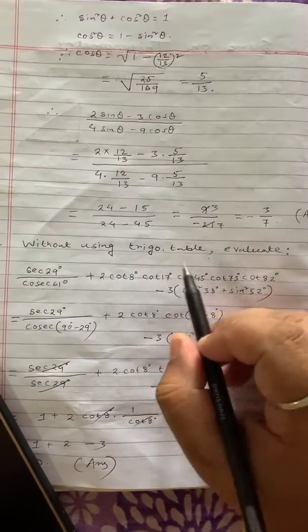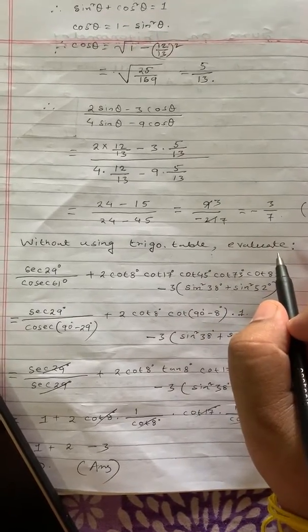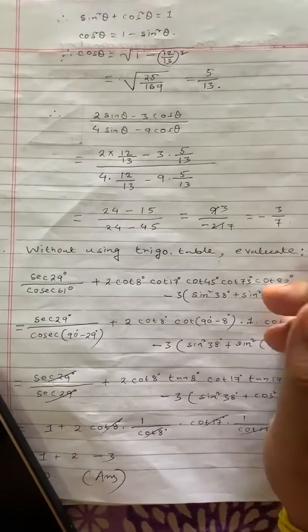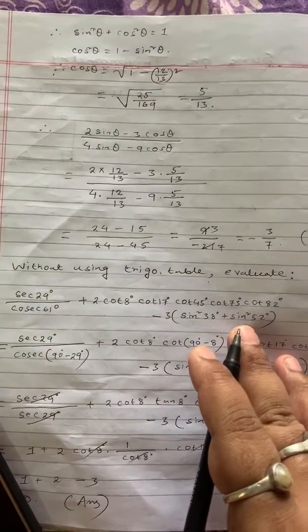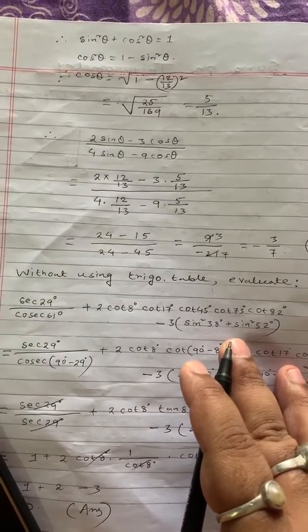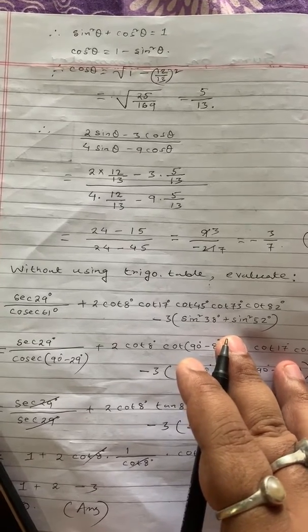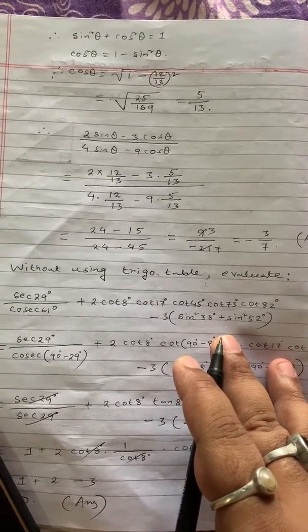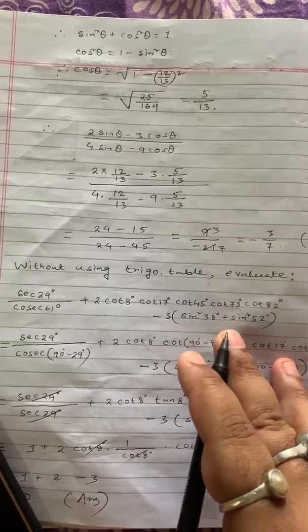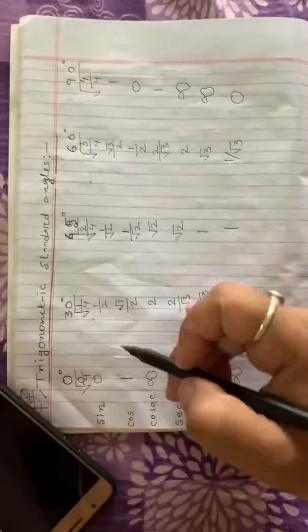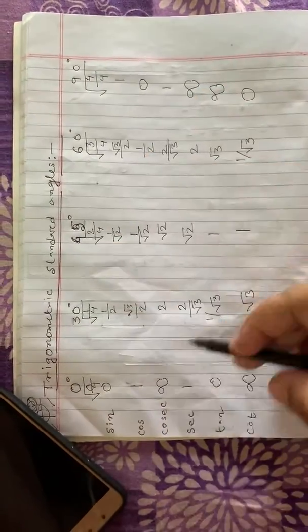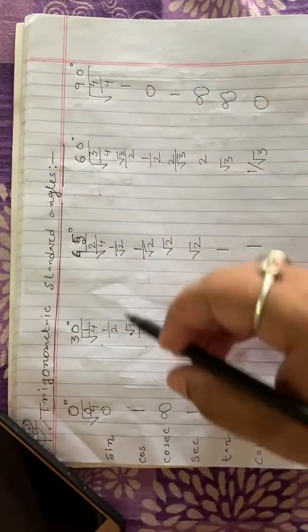Now, without using trigonometrical table means in the exam you will be getting a table from the board. There the values of different trigonometrical angles will be written, but remember that will be written in decimal. But trigonometrical table means you are always welcome to use the trigonometrical standard angle table. There is no harm in using this table.